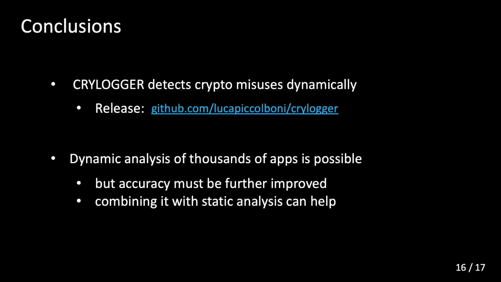In this presentation, I talked about CRYLOGGER, a dynamic tool to detect cryptographic misuses. The tool is available on GitHub if you want to check it out. We showed that it is possible to analyze thousands of applications to look for cryptographic misuses, but accuracy must be further improved to avoid false positives, false negatives, and more in general to make the analysis more accurate. We suggest combining static and dynamic approaches, as these have unique advantages that can improve the overall understanding of crypto misuses when combined.